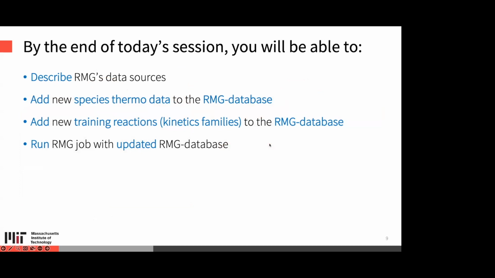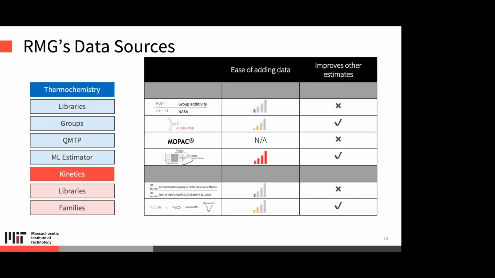So by the end of today's session, you should be able to describe the different data sources that exist within RMG. You should be able to add new species thermal data and libraries to the RMG database. You should hopefully learn how to add new trained reactions and possibly kinetic families as well. It's a bit more complicated, but we'll talk about that today. And then run an RMG job with the updated database. That way you can benefit from having those additional values in your mechanism.